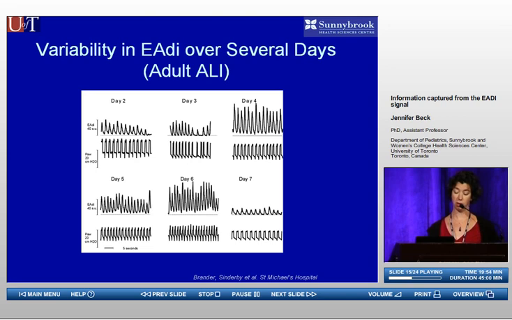So you can see here the variability in the breathing pattern and how it's completely unrelated to the level of the assist that was set by the RT. So I think we also have a lot to learn in the adults as well.